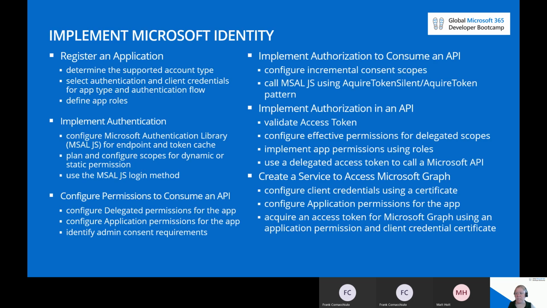So the first objective is implementing Microsoft Identity. So let's walk through these. I don't necessarily want to just go ahead and read the slide here, but let's take a look. So there's registering the application, implementing authentication, configuring permissions to consume an API, implement authorization to consume an API, implement authorization in an API, and create a service to access Microsoft Graph.